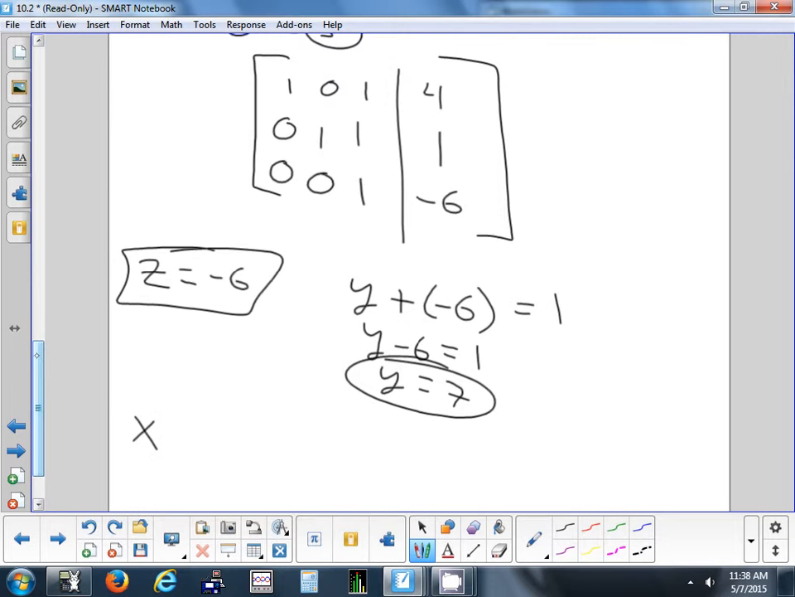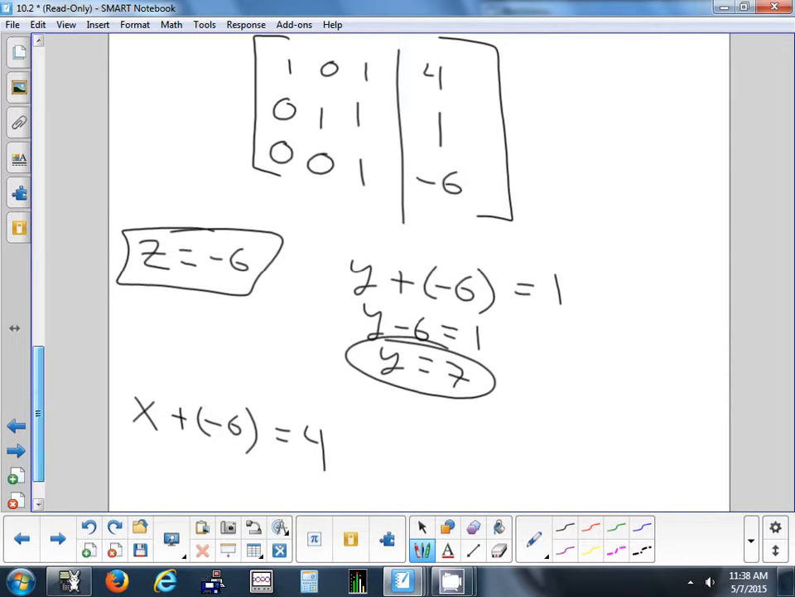Okay, last equation is x plus z equals 4. I suggest always substituting the way I did. Get z, then y, then x. Although this time you could have gone out of order because you don't need y to get x. You don't need y. All right, so x plus z equals 4.